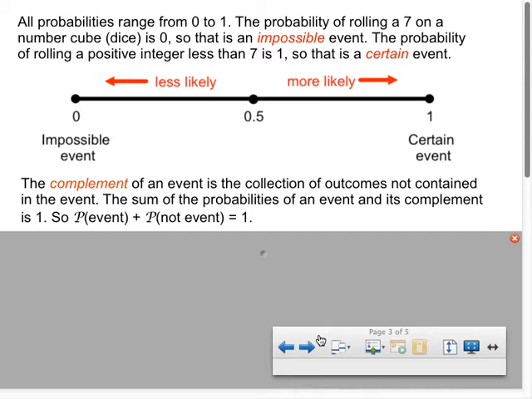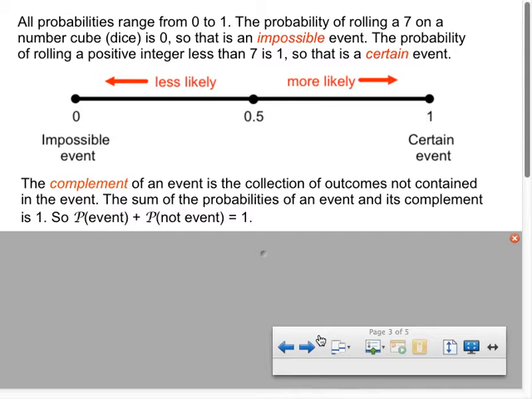The probability of rolling a 7 on a number cube, a dice, they call it a number cube. Is there a 7 on a dice? No. So is it possible to roll a 7? No, that favorable outcome is a 0. It doesn't exist. Anyway, so that is an impossible event.